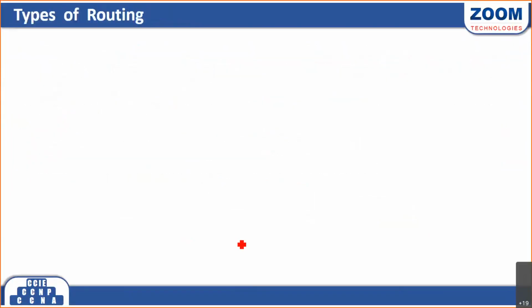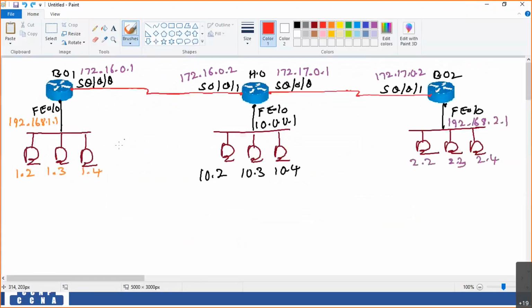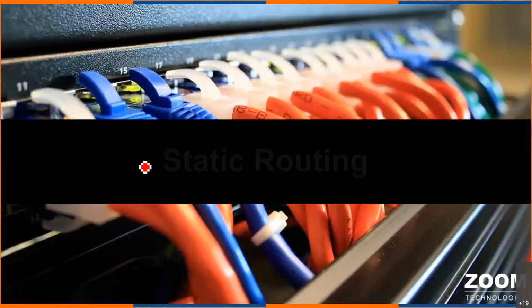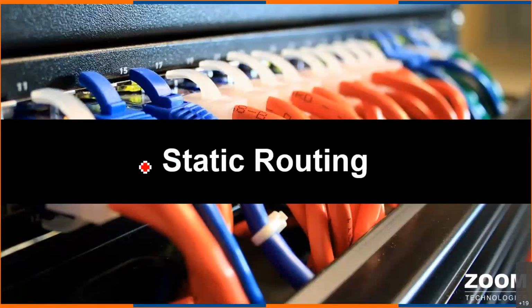Now, types of routing. So what is routing? Routing is a process of moving IP traffic from one network to another network. The process can be done in three ways. We are moving the traffic from one network to another network in three methods: static routing, dynamic routing, and default routing. Three methods are there. So first let me continue with static routing. What is static routing?